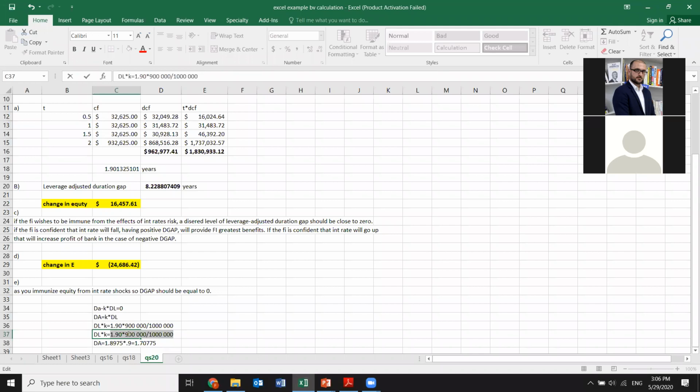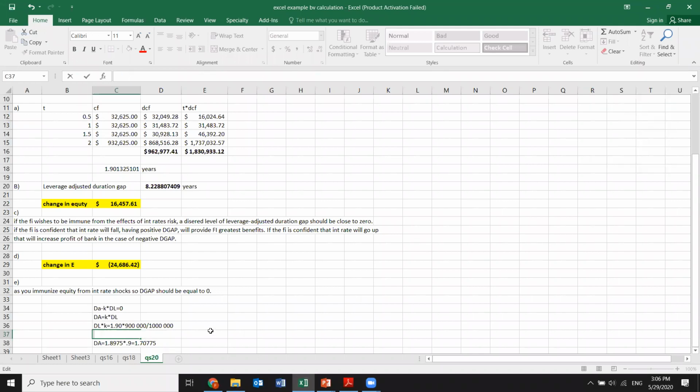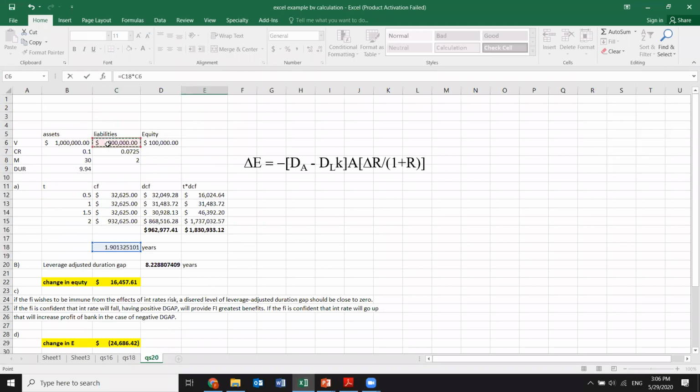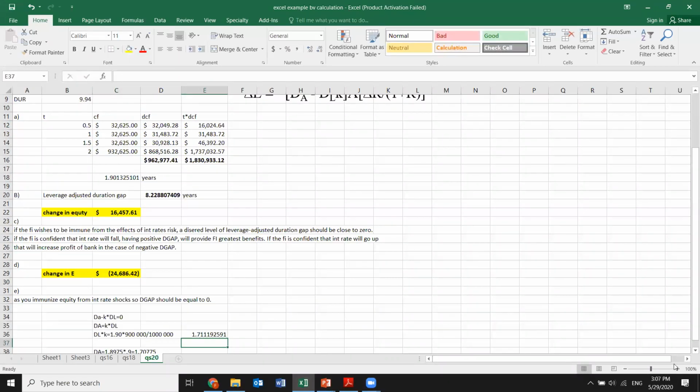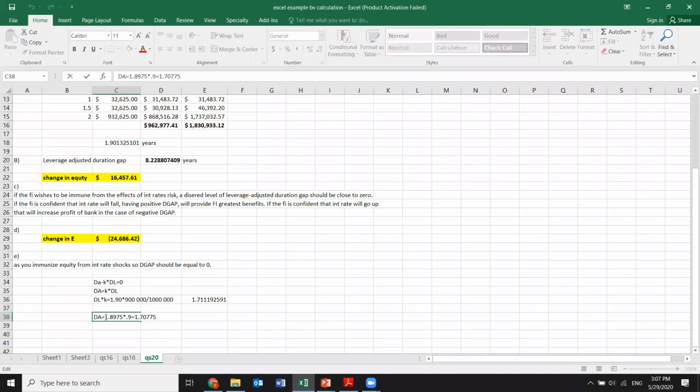When I use the calculator, that makes it better. So when you calculate 1.90 times $900,000 divided by 1,000,000 for the assets, you get 1.71 years. I got this from the solutions, but the solutions are approximated and a bit misleading, so I'm not going to use that solution. So 1.90 should give us 1.711 years. That makes sense.